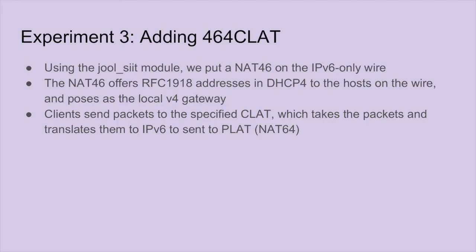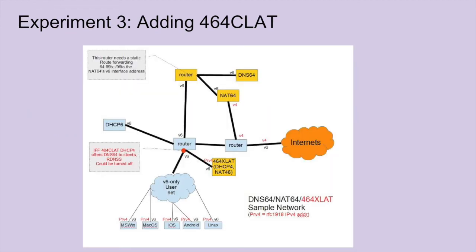So using the dual SIP module, we've now put a NAT46 on the V6-only wire. The NAT46 offers RFC 1918 addresses and DHCP4 to the host on the wire and provides a local V4 gateway. Clients send packets to the specified CLAT, which then translates them to V6 and sends them to the PLAT, which is our old NAT64. This is the full diagram.